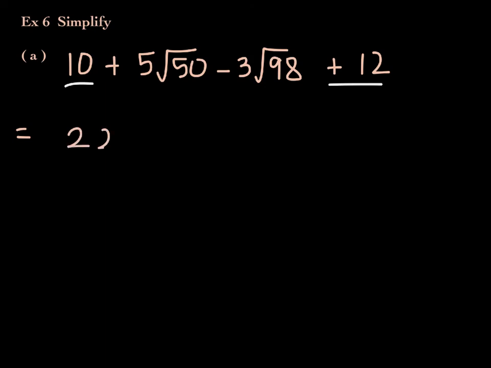As far as the radicals are concerned, now listen carefully. We are not allowed to add or subtract radicals unless they are considered like radicals. In order for two radicals to be considered like radicals, so that you can combine them, they must have the same index and the same radicand.